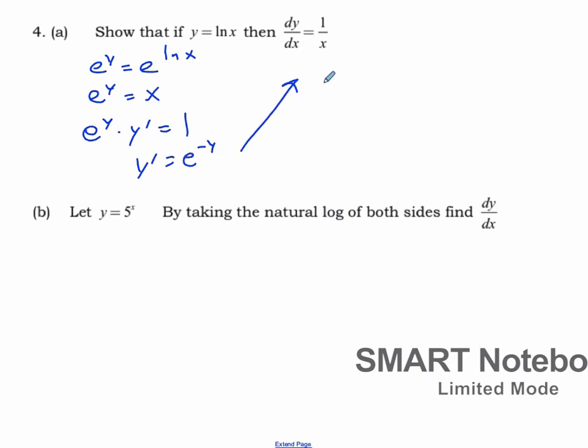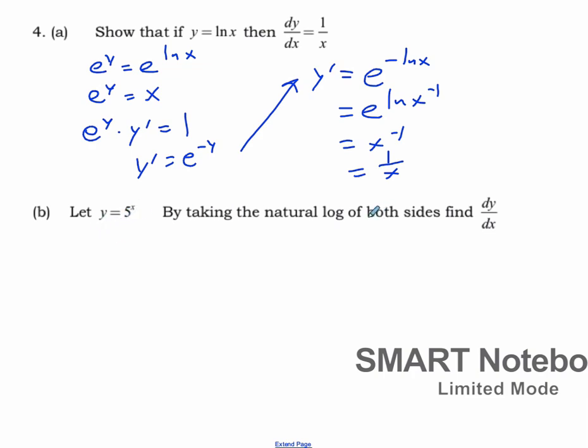And what we can do now is substitute back in ln x for y. So e to the negative ln x, which equals e to the ln x to the power negative 1, which equals x to the power negative 1, which equals 1 over x. Okay, so that's why the derivative of ln x is 1 over x.